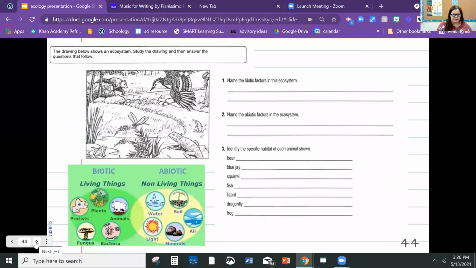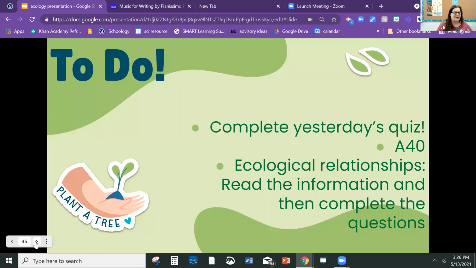Our to-do list, again, will look like this. If you have not yet completed the ecology quiz, it's on Canvas. Please do that as soon as possible, preferably before noon tomorrow. Otherwise, it won't be included in your grade report. We've got assignment 40 for tomorrow. And then Monday's work is all on ecological relationships, reading and answering questions. You, my friends, are now free to go.